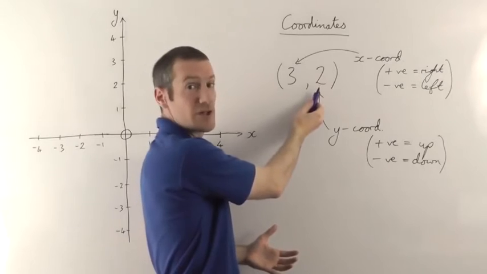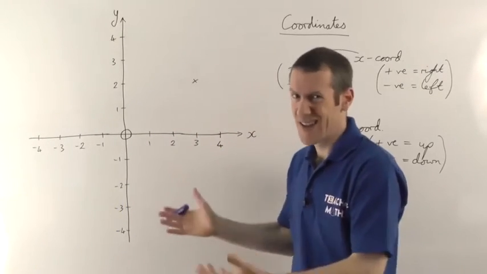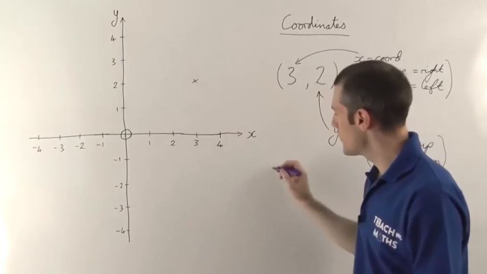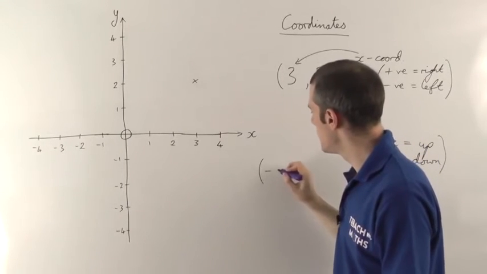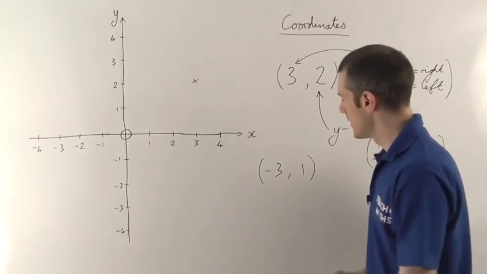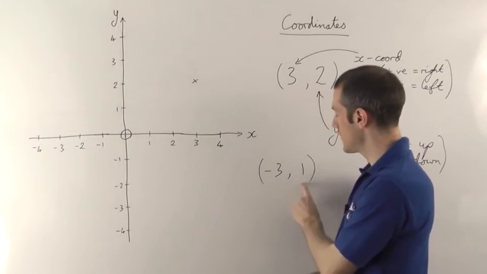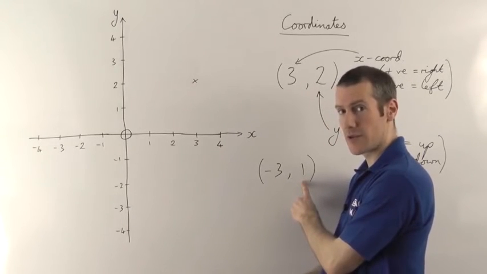I'm at 3, 2. So let me just give you an example of a couple more coordinates and then you should get the hang of it. So if we had -3, 1, that means -3 for the x coordinate and 1 for the y coordinate.